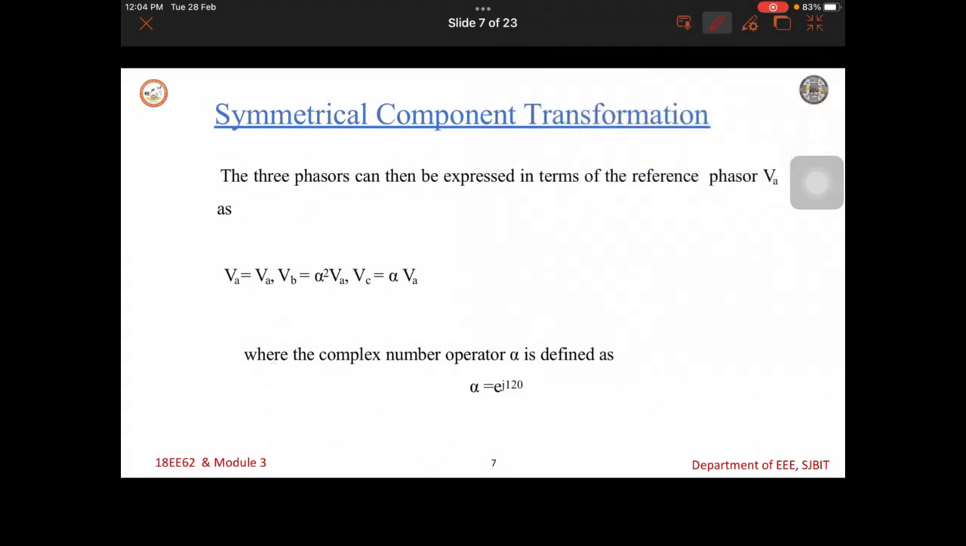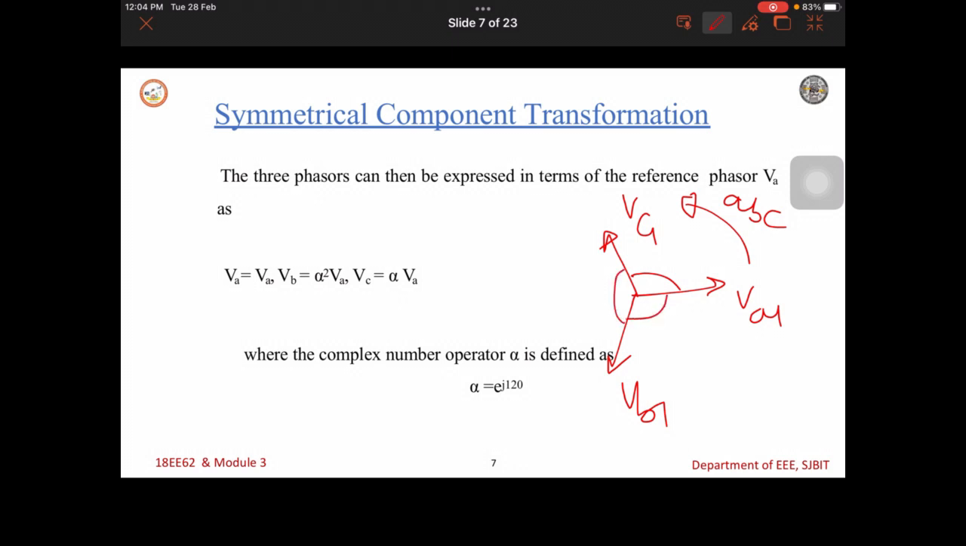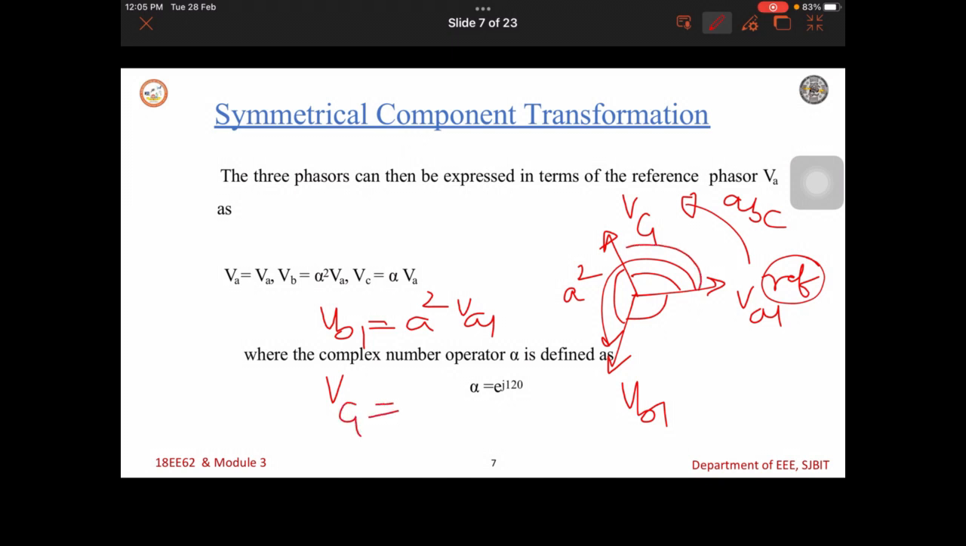After understanding that, let us rewrite once again the positive sequence components phasor diagram VA1, VB1, VC1. Measuring will be in the anti-clockwise direction. So naming is this. This is 120 degrees, 120 degrees. This is the reference phasor. Let us take VA1 as the reference phasor. So if you want to write VB1, it is nothing but A square VA1. VC1 is VA1 rotated by A times VA1. So like this one can write VB1 and VC1 in terms of VA1.